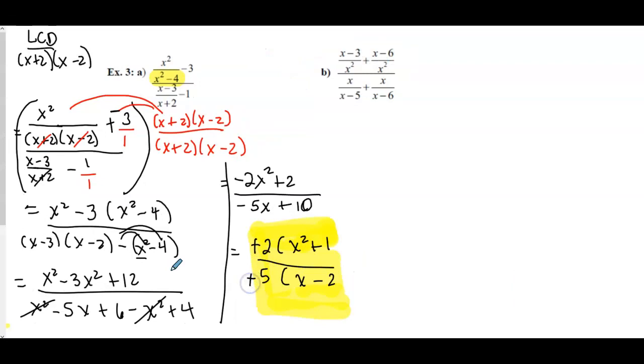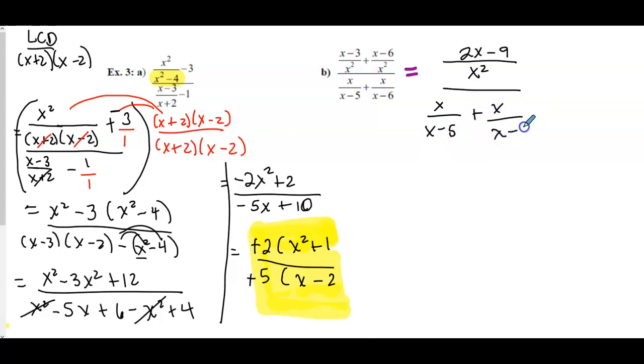But example 3b, let's take the top part of the complex fraction and let's combine those two fractions into one fraction. So I have an x squared as the common denominator, and in the top, 1x plus 1x is 2x, and negative 3 plus negative 6 is negative 9. That's going to be over x over, and then I have x subtract 5 plus x over x subtract 6.